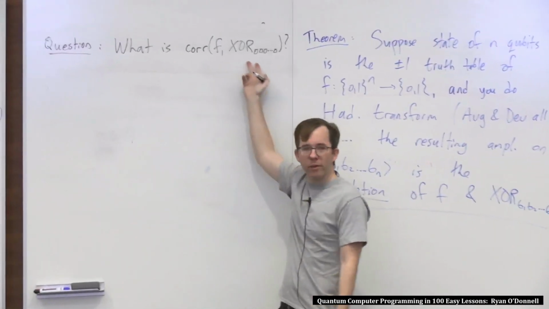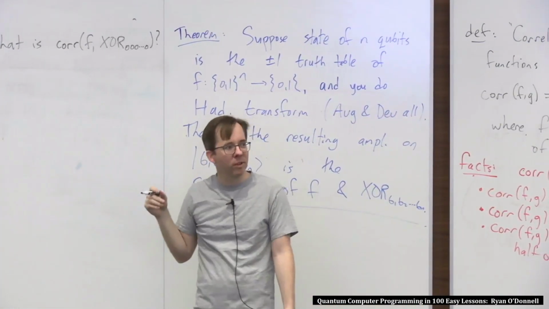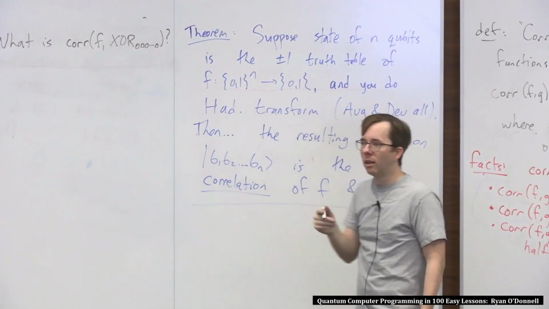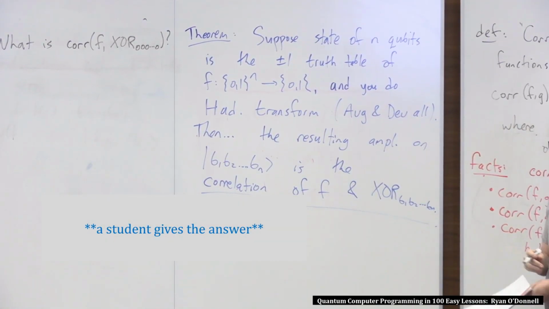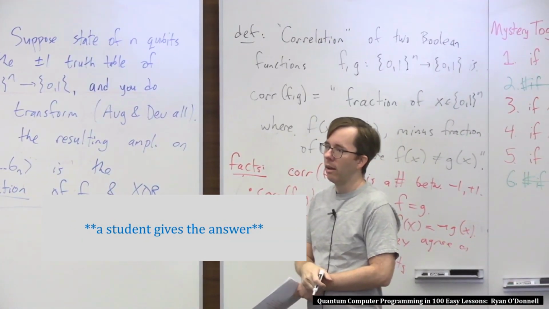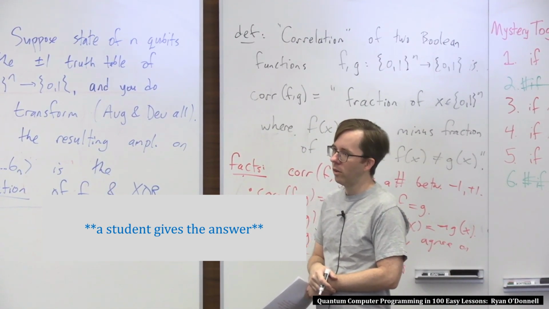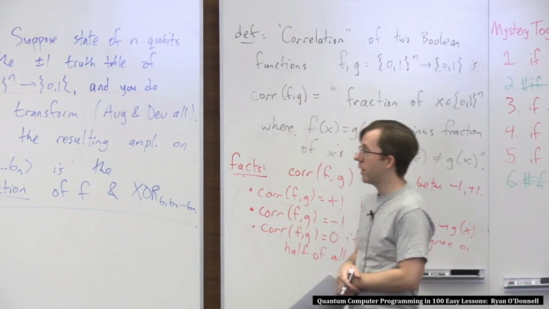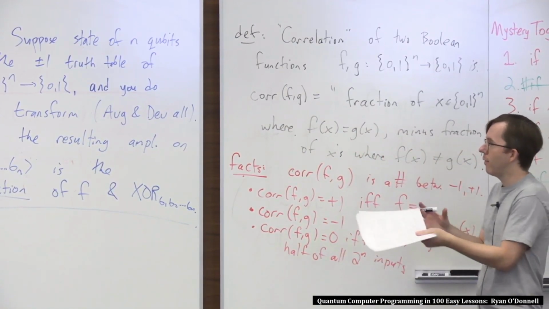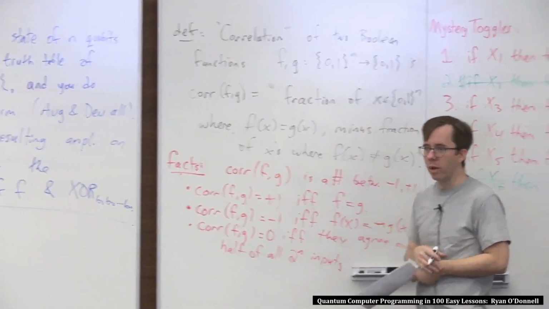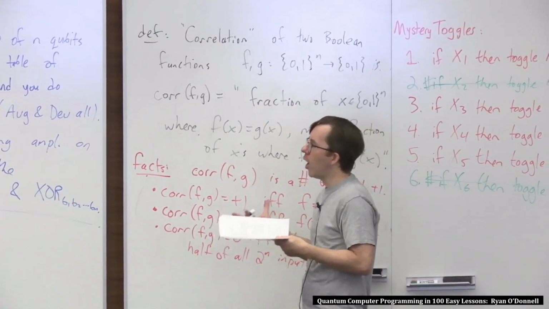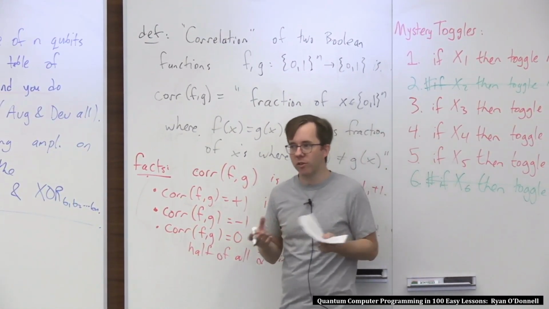Yeah, tell me intuitively about this quantity. Somebody? Yeah, so exactly. It's the fraction of inputs where f's output is 0 minus the fraction where it's 1. So it's kind of measuring how biased f's truth table is to zeros versus ones.